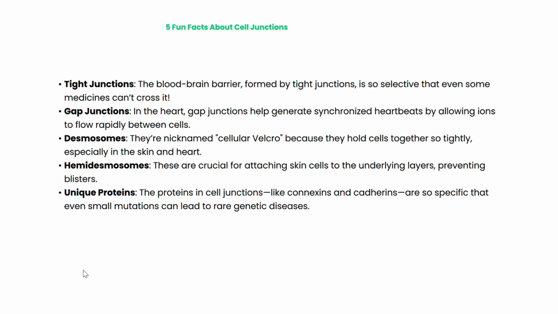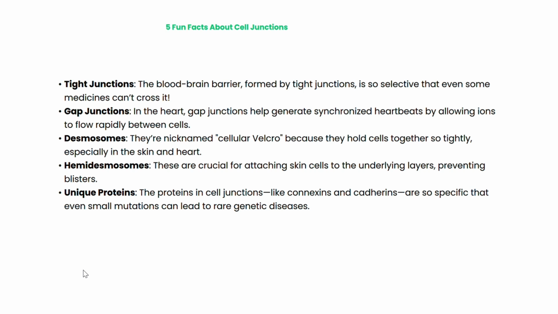Before we wrap up, here are 5 fascinating facts about cell junctions that you might not know. Tight junctions form the blood brain barrier, which is so selective that even some medicines cannot pass through it to reach the brain. Gap junctions play a crucial role in the heart by allowing ions to flow rapidly, helping generate synchronized heartbeats. Without them, our hearts could not beat in rhythm.